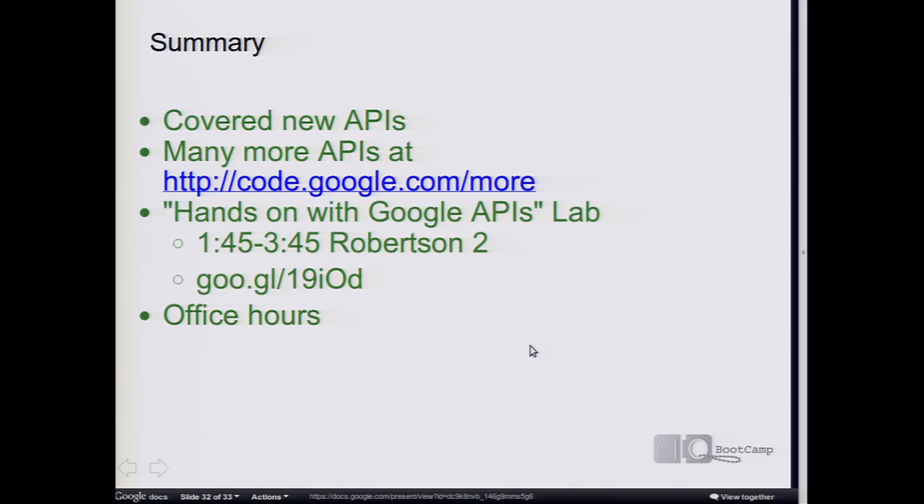So we covered a lot. There's a lot of APIs out there. We're introducing more all the time. You can see all the other APIs. So like I said, like the question came up before, these are the APIs that we're talking about right now that are built on top of that new infrastructure. We still have lots of other APIs on the older infrastructure, the Google Data APIs. You want to see all the APIs we have available, code.google.com/more.